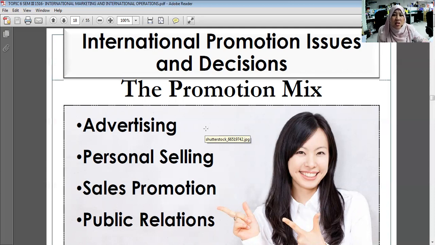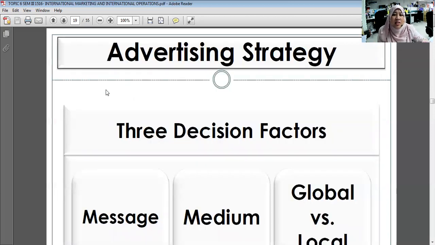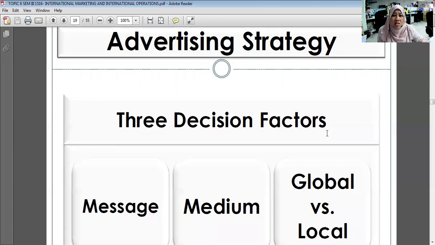So for an ambassador, you are not using that product, you are just a representative. But for a spokesperson, you use the product and you give the testimony. That's the difference. Then we have the advertising strategy, three decision factors: message, medium, and global versus local. That's why I always use the term local. You go global while at the same time maintaining the local.